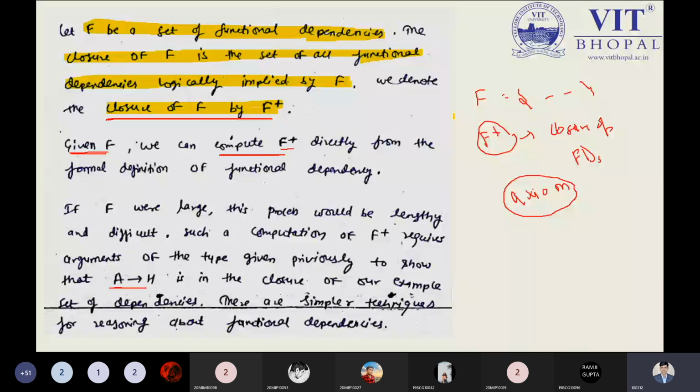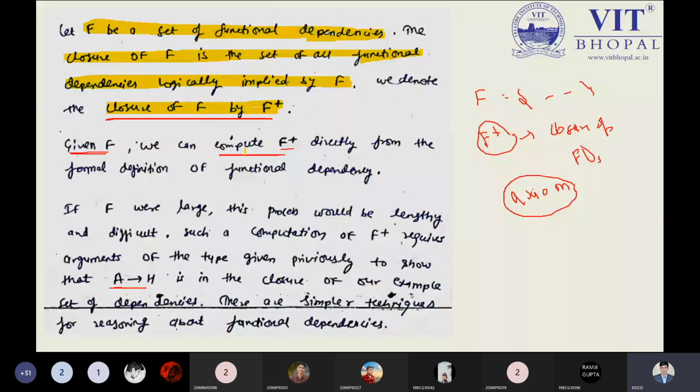F is our set of functional dependencies, and we have to compute F plus, that is the closure of F, or we can say the closure of the F functional dependencies, and that is identified by the F plus symbol. Is it clear to all right now? The statement should be clear. Yes, sir. Okay.